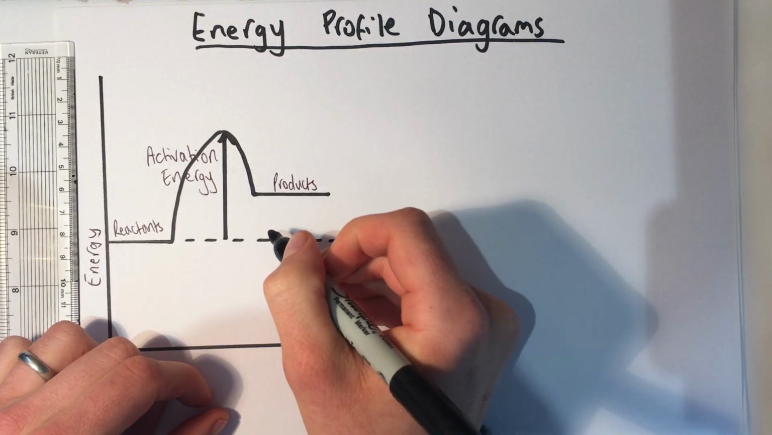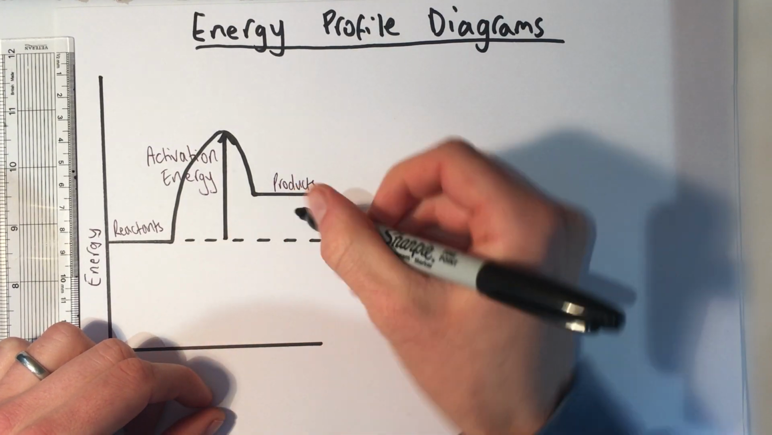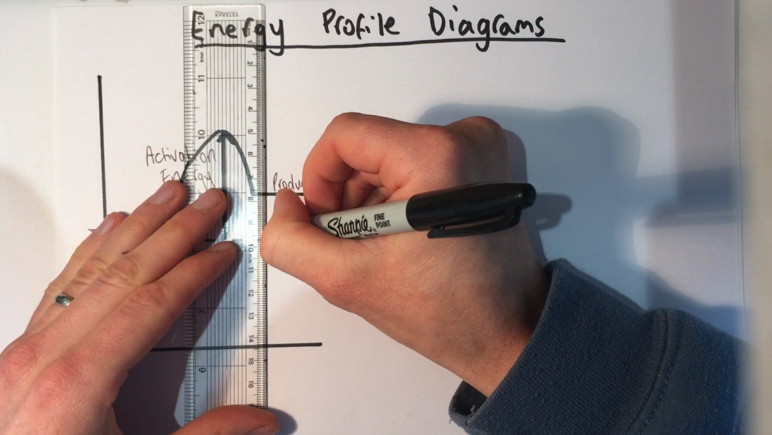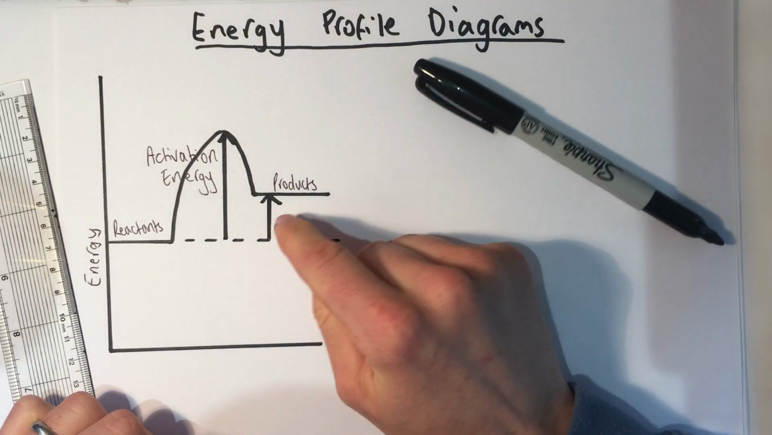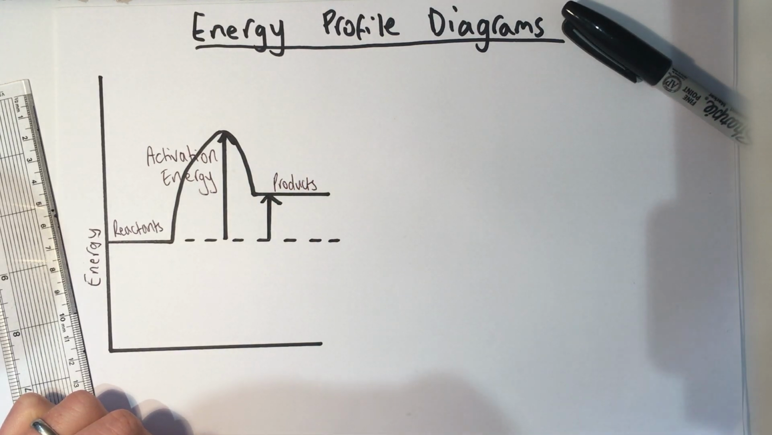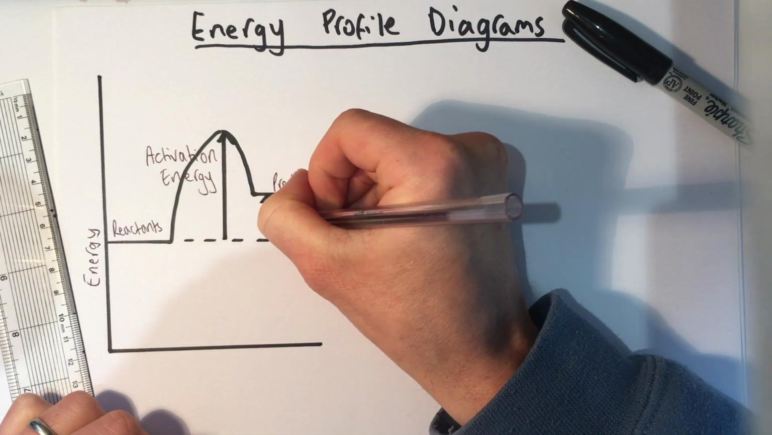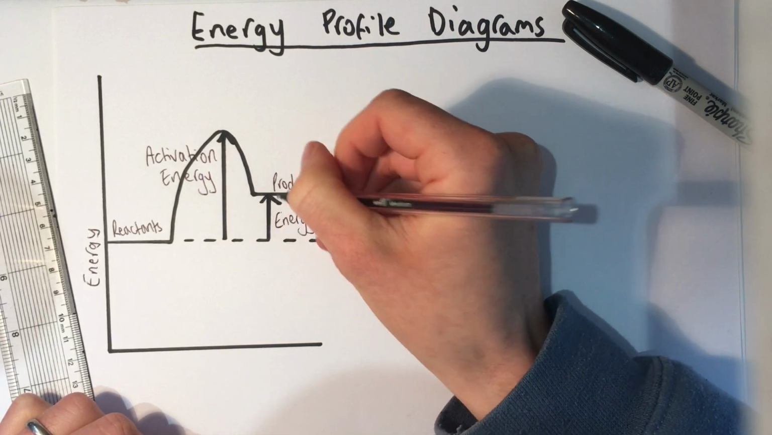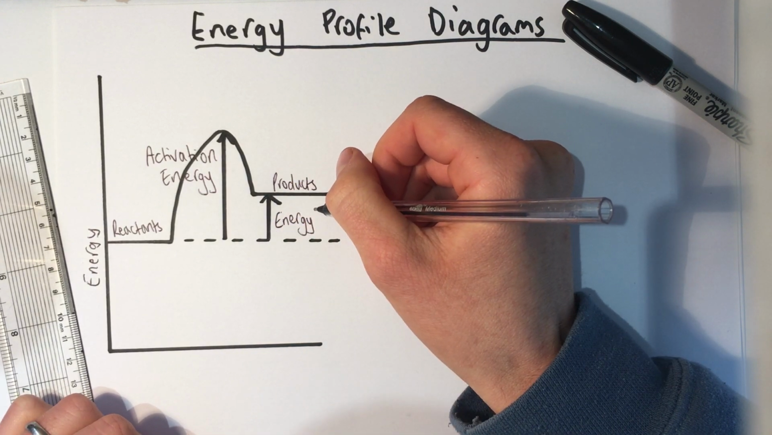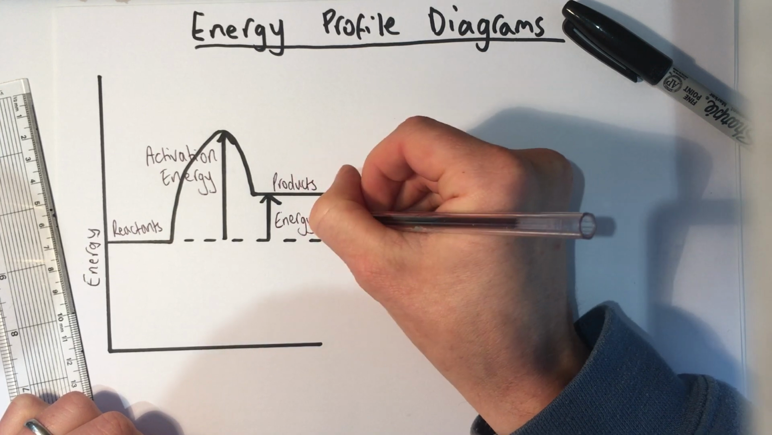The other really important thing to show is the energy from the reactants to the products. In this reaction, that is going up. So I'm going to draw an arrow that's pointing upwards. Now, if the energy level is going up, then that's because energy is being put in. So I'm going to write energy absorbed.